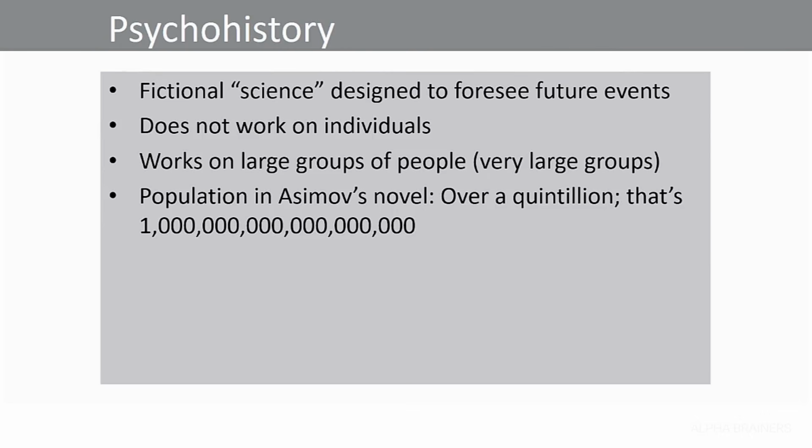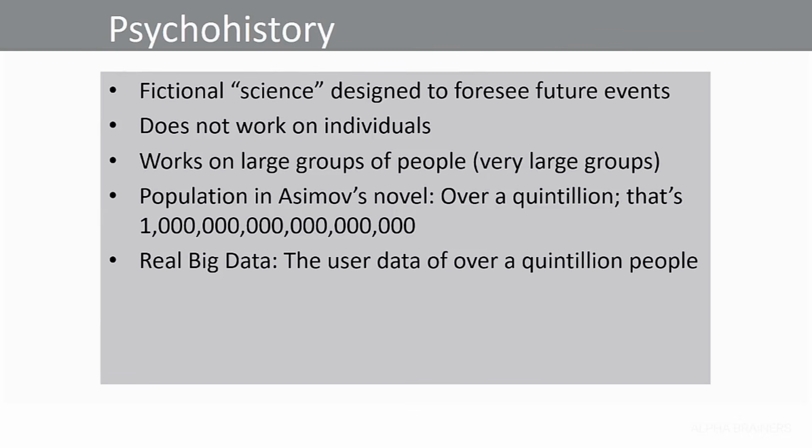But again, we're talking about a quintillion number of people. That's a lot of people. That's 1 followed by 18 zeros. So this is what I referred to as real big data, not just big data. This is data of over a quintillion people.